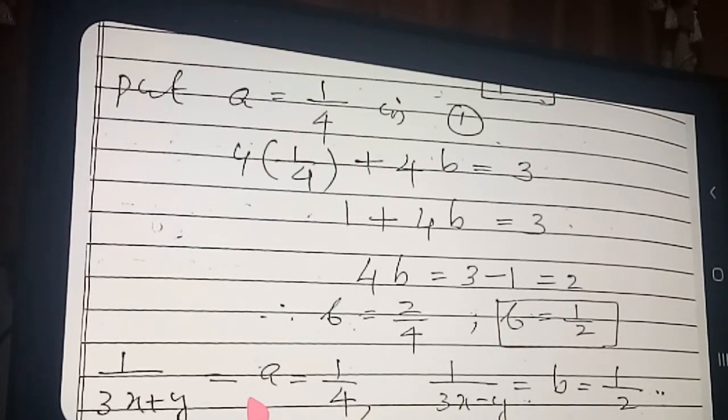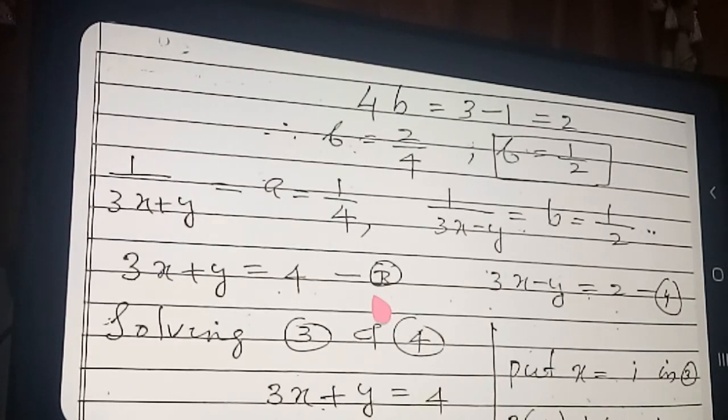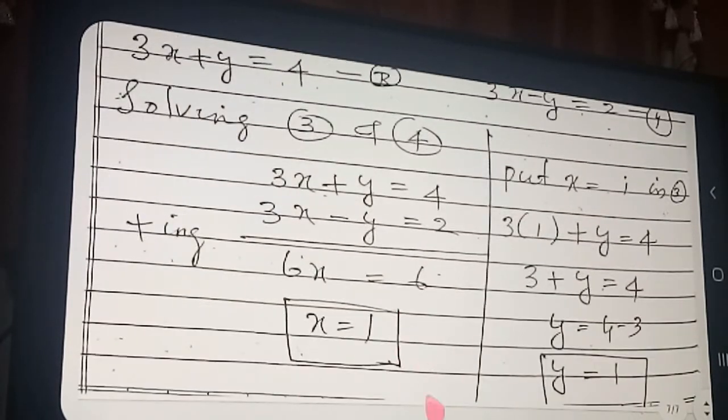Here is the main point. 1 by 3x plus y you supposed as A, and that A you got as 1 by 4. And therefore here take the reciprocal, here also take the reciprocal. So you will get 3x plus y is equal to 4. Here also same. Now you got the last two equations, which are 3 and 4. Now solving 3 and 4 you know. Okay. Got clear now? So what is the solution? You got the solution is 1, 1. The ordered pair 1, 1 is the solution.